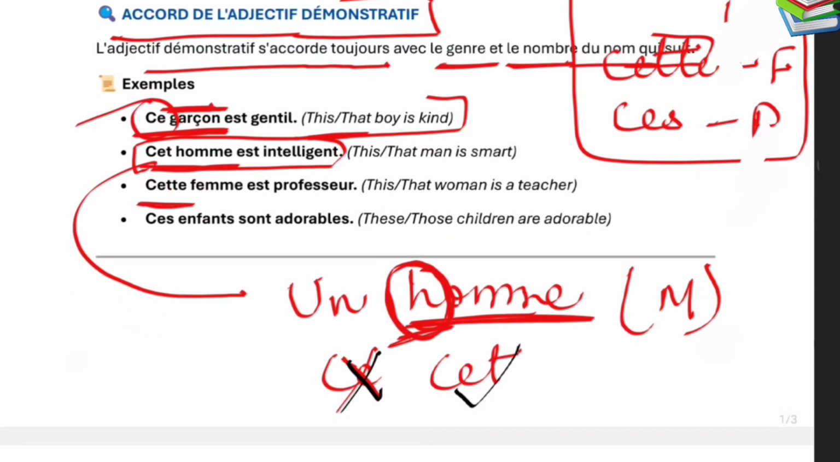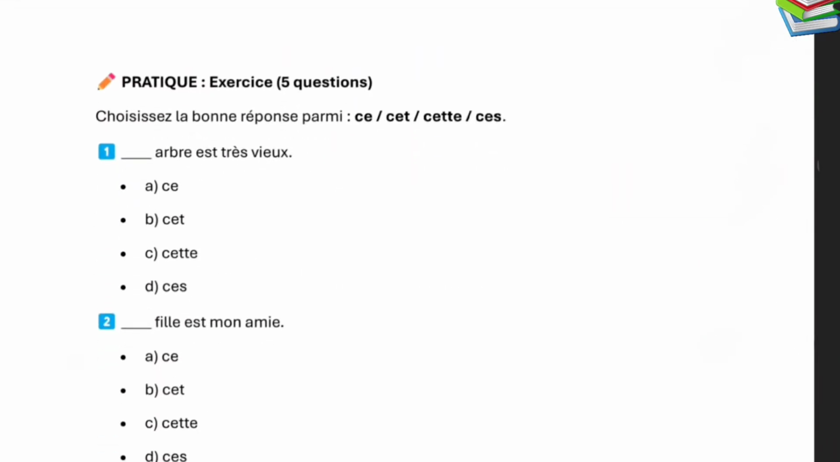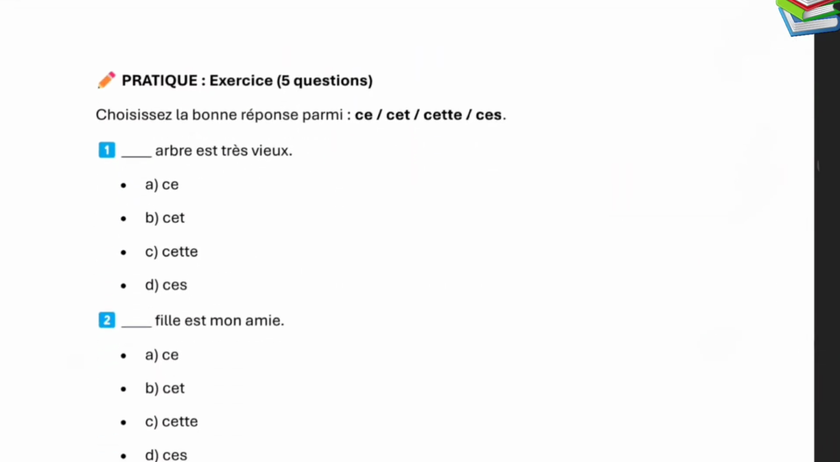Okay, coming to next example, cette femme est professeur. Femme, féminin, so cette. Et ces enfants. Enfants, plural. Masculine plural, yes. So ces. Ces enfants sont adorables. These or those children are adorable. Okay. Now, see, so swiftly we have covered this exercise. I don't think that there will be much problem given you just know the concept and it's quite basic.